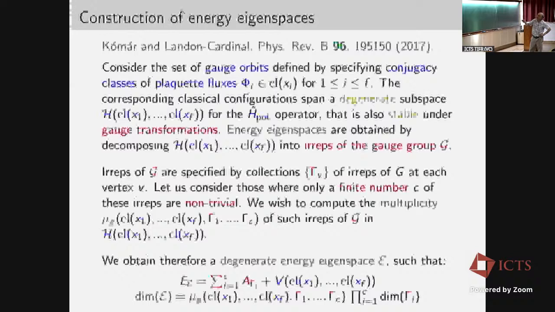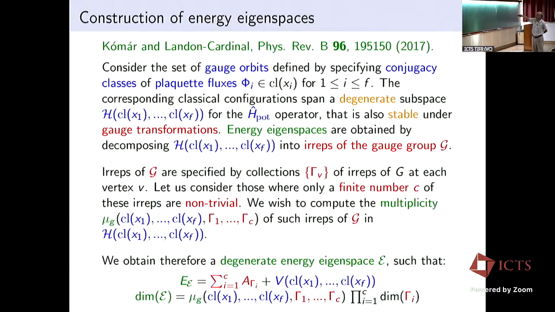Consider the set of gauge orbits defined by specifying conjugacy classes of plaquette fluxes, so phi_i belongs to the conjugacy class xi. The corresponding classical configurations span a degenerate subspace for the potential energy operator. That's just a gauge orbit, but that is also stable under gauge transformations. So when you go quantum mechanically, what happens is that you have a stable subspace for the symmetry operation. The Hamiltonian acts in that subspace and commutes with the gauge transformation.